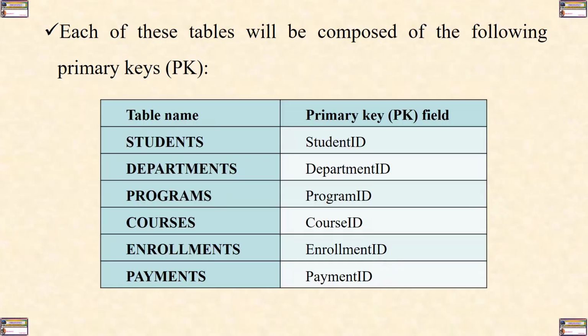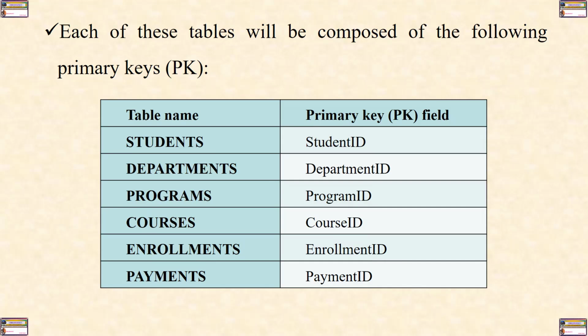And these tables will therefore be composed of the following primary keys. So you can see coming up with the primary keys is part of the normalization process. You have to know which field will be the primary key. And you have seen you introduce primary keys. You introduce those fields to a table if they don't exist already.